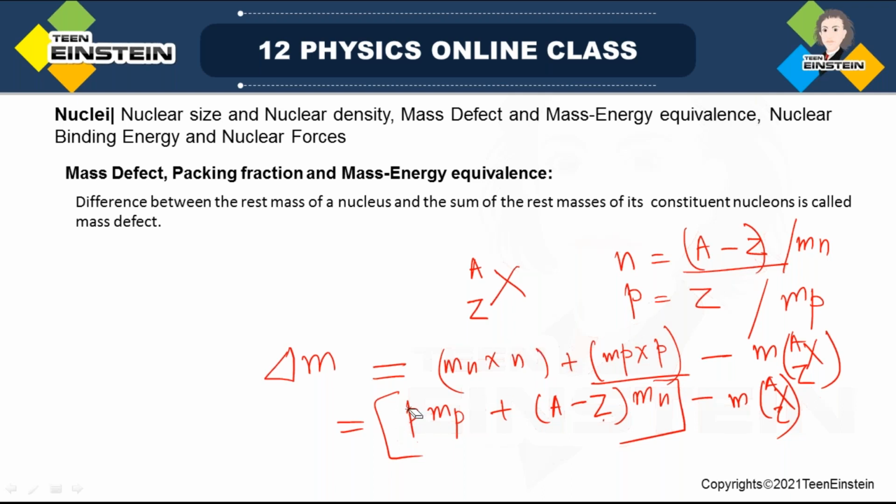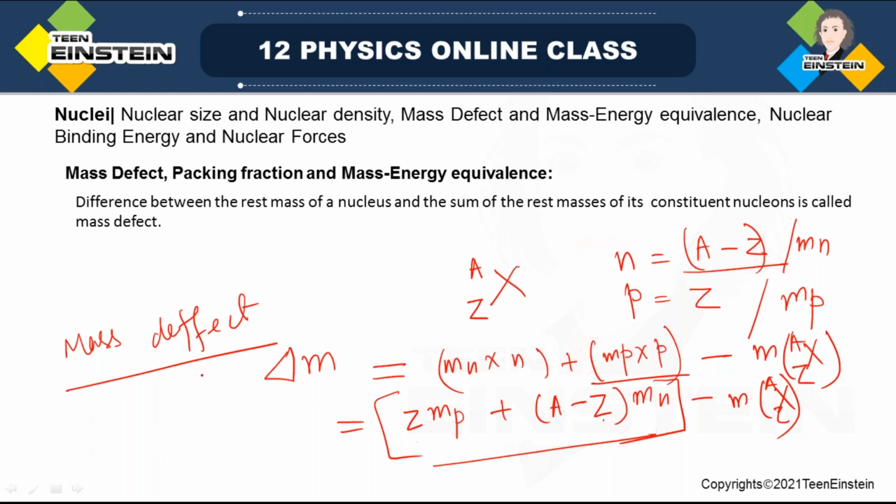So p is z here, p is z. So z into mp plus a minus z into mn minus, whole, this you just add them up and then subtract the mass of the nucleus, then what you get is called mass defect. This is called mass defect.